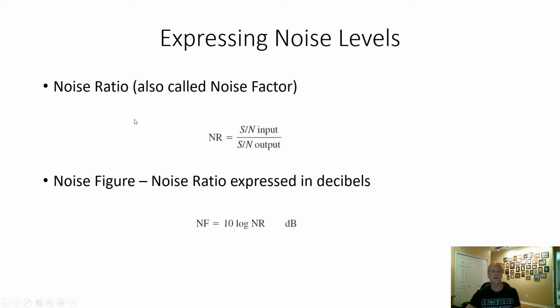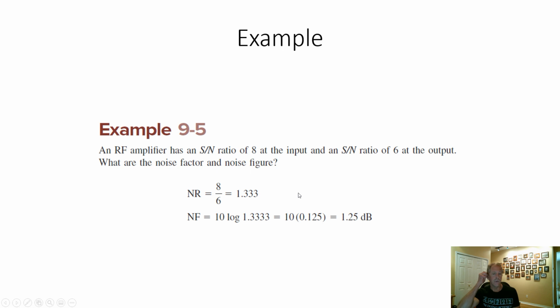We express noise levels in a couple different ways. One is with noise ratio, also called noise factor. Don't let that confuse you though. Noise ratio is the signal to noise of the input divided by the signal to noise of the output. And then there's noise figure, which is a noise ratio expressed in decibels. So noise figure equals 10 log noise ratio, and that's in dB. Here's a little example. I have a noise ratio of 8 divided by 6. 8 is the input, 6 is the output. Noise ratio is 8 over 6, 1.3333. Noise figure is 10 log 1.3333, which is 1.25 dB.